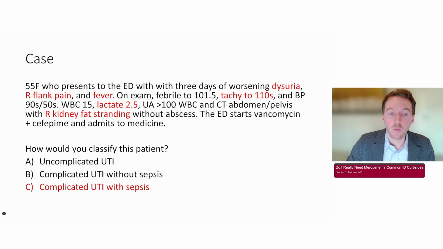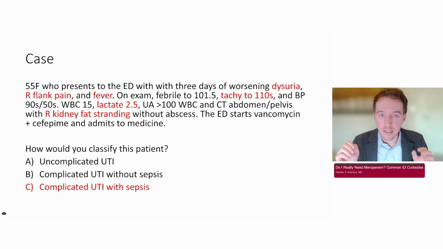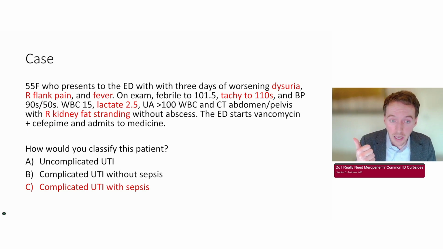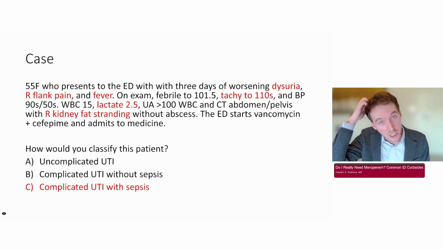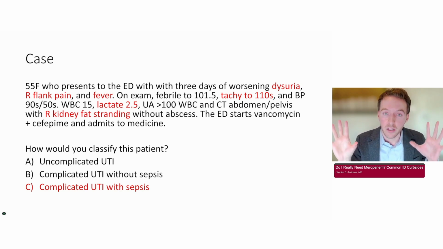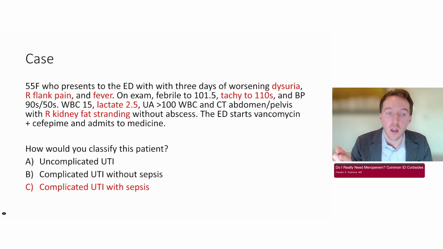And so when we're coming back to our patient, we need to classify what this infection is. We have someone with dysuria, right flank pain and fever. So we think they have an infection, and this seems like a GU infection. So we're going to think about our UTI classifications. We're seeing fever, we're seeing flank pain, and we're seeing kidney fat stranding. That's showing us that there's infection beyond the bladder, there's tissue involvement. So that's a complicated UTI, right?